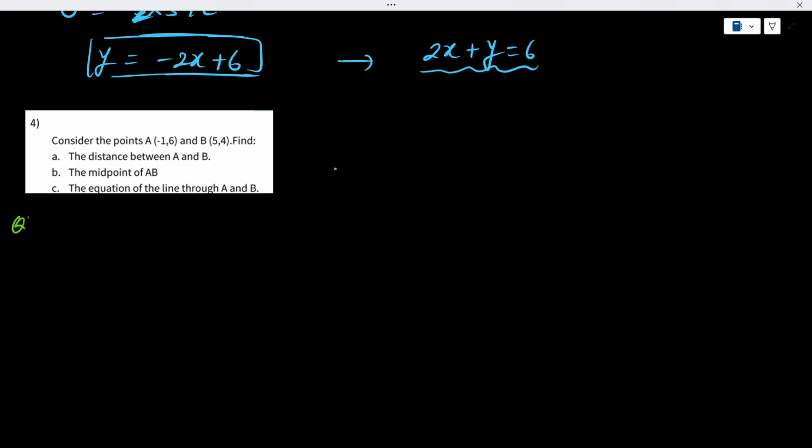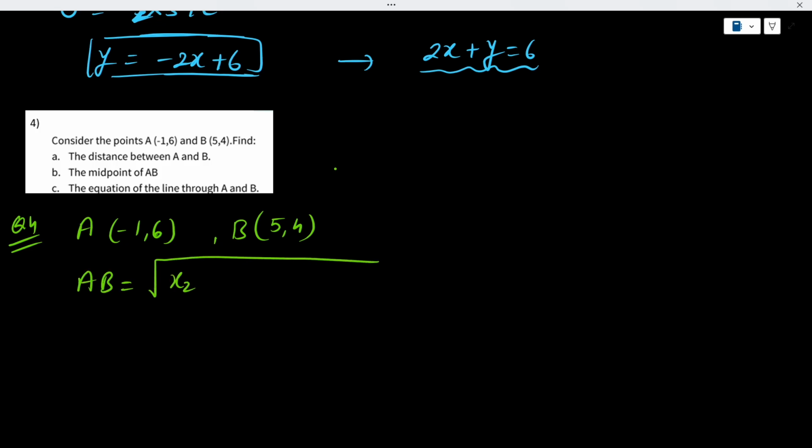Now here question number 4, what is given? Consider the points. Point A is given as -1 comma 6 and point B is given as 5 comma 4. Find the distance between AB. Now for the AB distance, you have to use the distance formula. What is the distance formula? Root of x2 minus x1 whole square plus y2 minus y1 whole square. Always write down the formula whenever you use the formula.